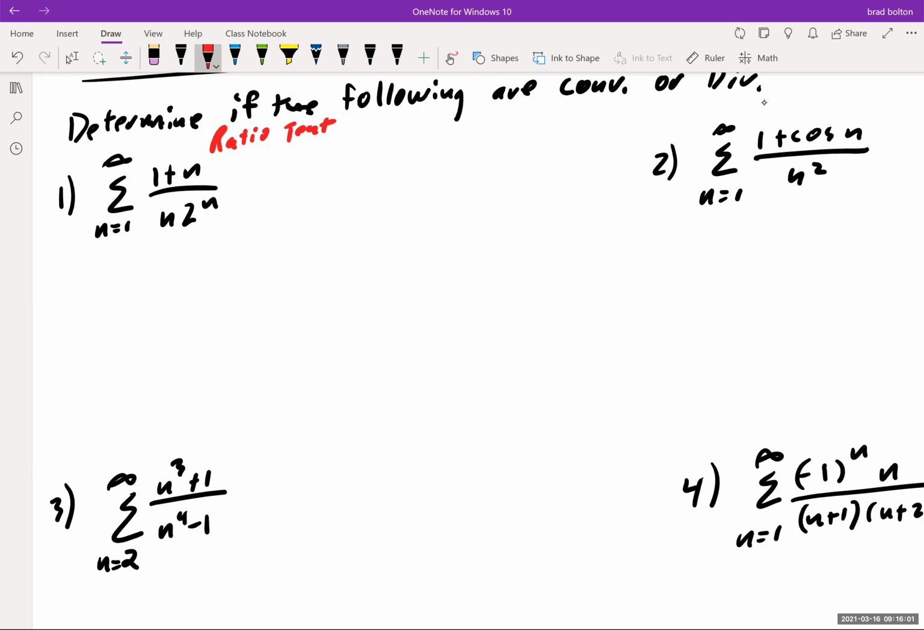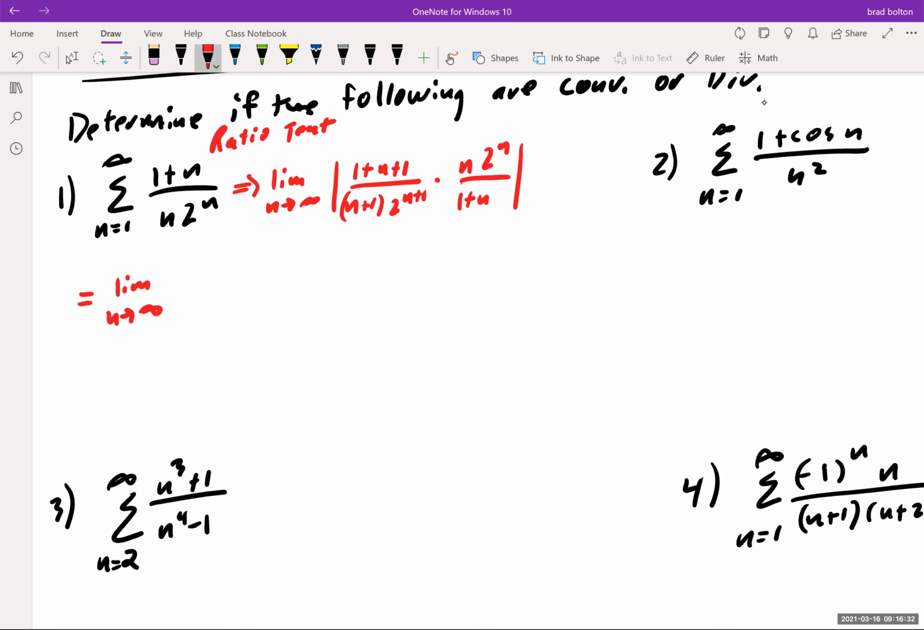So the way the ratio test works is it says the limit as n approaches infinity of the absolute value of 1 plus n plus 1 all over n plus 1 times 2 to the n plus 1, times the reciprocal of this, which would be n times 2 to the n over 1 plus n. Okay, so now let's see here. This would become the limit as n approaches infinity, and the absolute values are unnecessary because everything in there is positive, so we don't need the absolute values anymore.